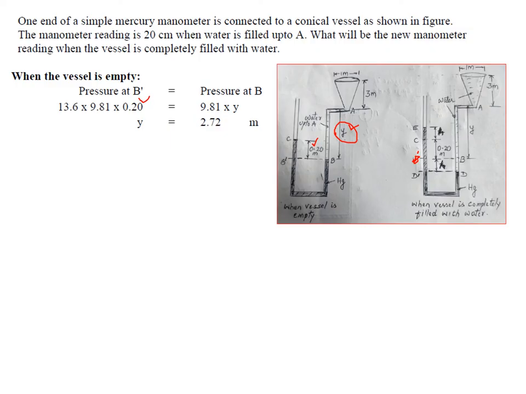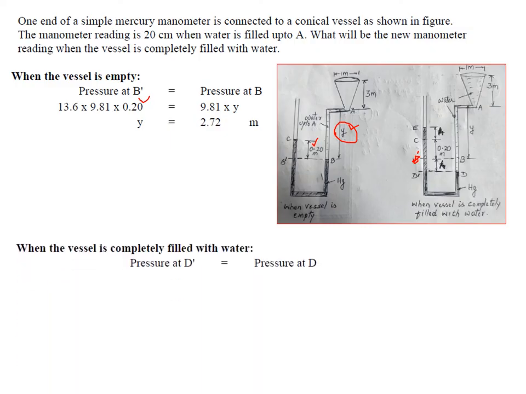Now here it is one continuous liquid, so the pressure at D dash has to be equal to the pressure at D. You start from here, because here it is exposed to atmosphere, 0, so 9.81 into 3 plus y, where y is the same distance, 2.72. So it is 9.81 into 2.72 plus 9.81 into h. Again here it is 0, so 13.6 into 9.81 into h plus 13.6 into 9.81 into 0.2 plus 13.6 into 9.81 into h. So this is how you write.